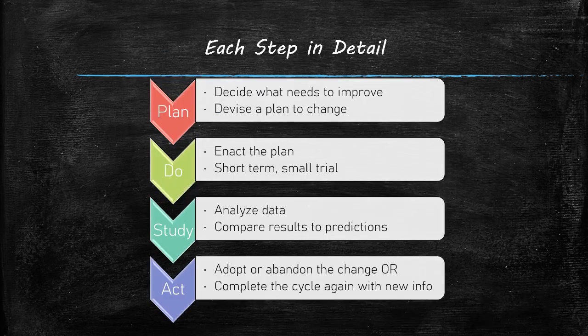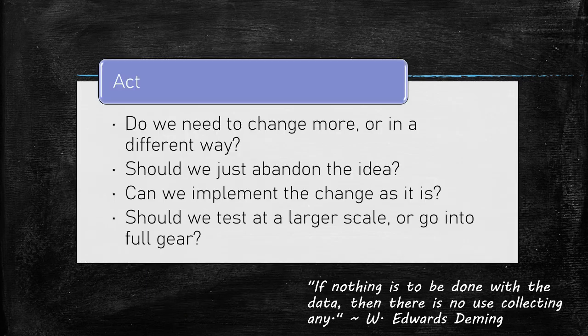Now we have the information at our disposal to inform our actions. Should we adopt the change as we tried it? Should we abandon it entirely? Or should we make changes based on our data and run the cycle again? Should we test on a larger scale, tweak something minor, or change things in a different way? These are questions we must ask ourselves after we have studied the data. If we decide to keep going with trials, we would head back to the plan stage and create a new hypothesis as well as a new strategy.